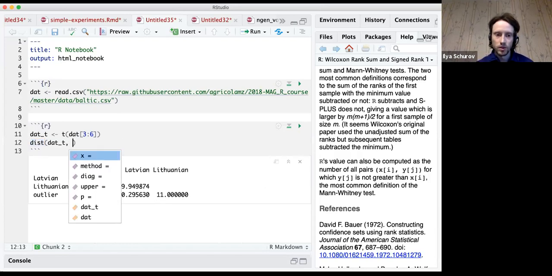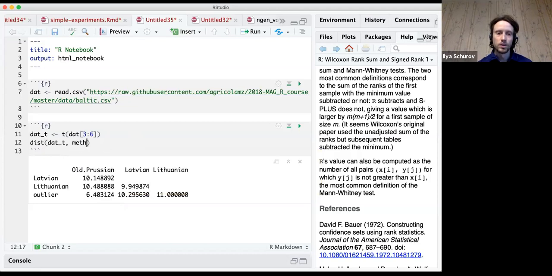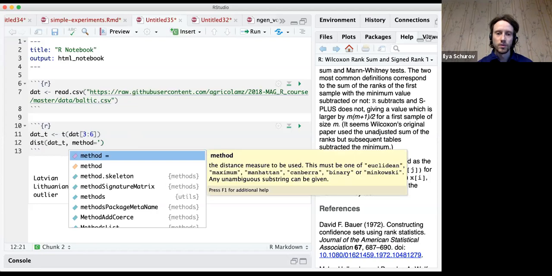Actually, it can use different methods. So Euclidean. Maximum just finds the maximum difference between points. Manhattan, that we discussed. I don't know what Canberra is. I don't know what binary is. And Minkowski is a version of Euclidean, but a little bit different. But let us now stick just with Euclidean. This is the default. But just to see what happens if I use maximum.